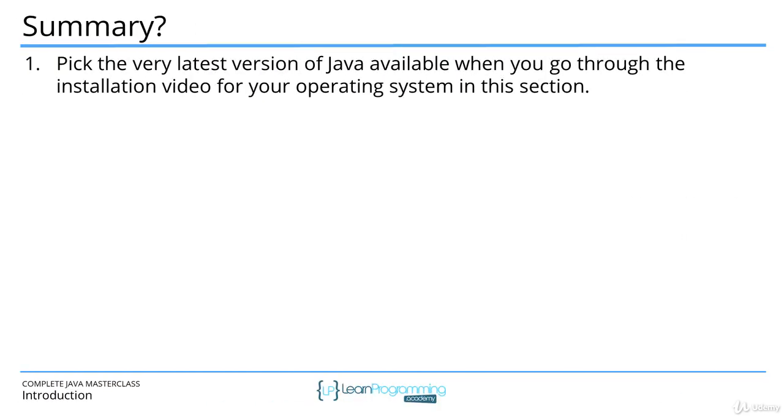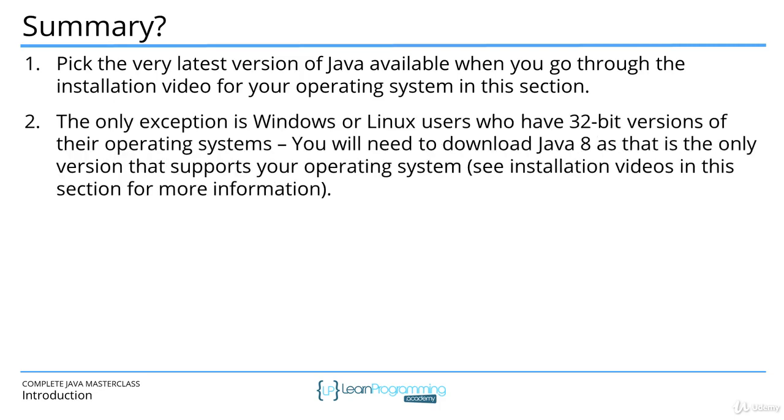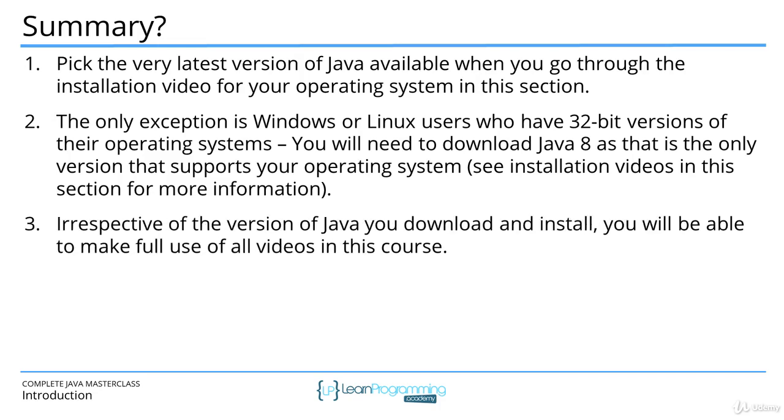So in summary, pick the very latest version of Java that's available for you when you get through to that download page, and refer to the installation videos in this section for more details. The only exception again is Windows and Linux users. If you've got a 32-bit version of your operating system, you'll need to download Java 8 only, but again refer to your installation videos for more details. And finally, irrespective of the version of Java that you download and install, you still will be able to make full use of all videos in this course.